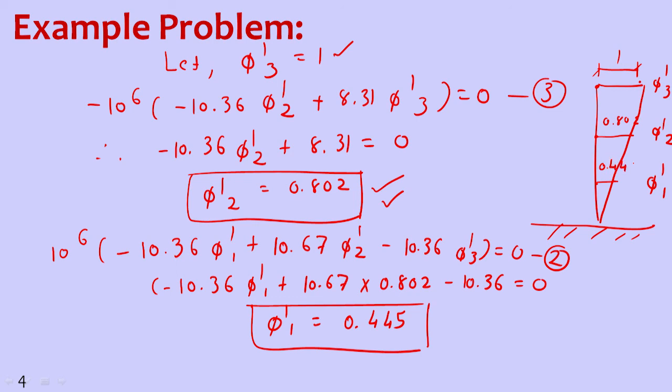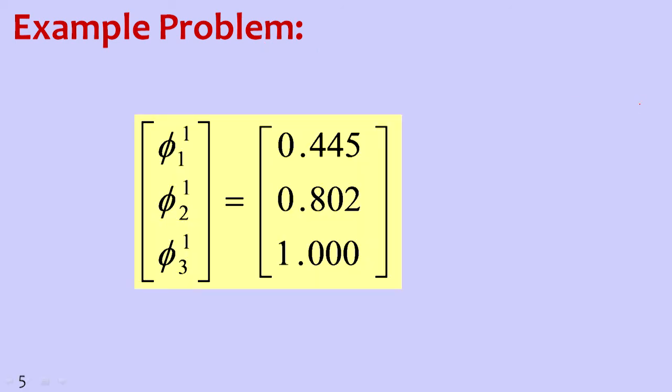This will give me the mode shape. So here we got the mode shape of a building. So this is for delta 1, mode shape of delta 1. Now similarly, this is our final answer: 0.445, 0.802, 1. We are writing from first floor to third floor, or the topmost floor.